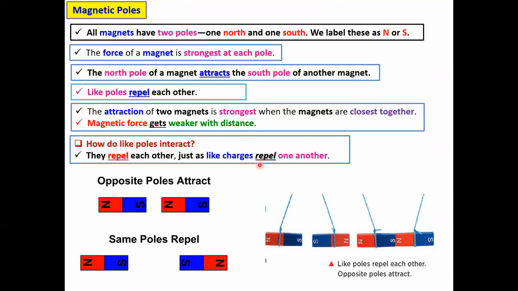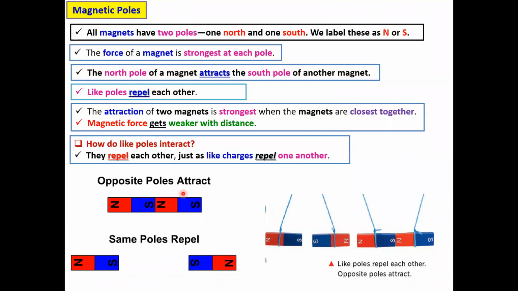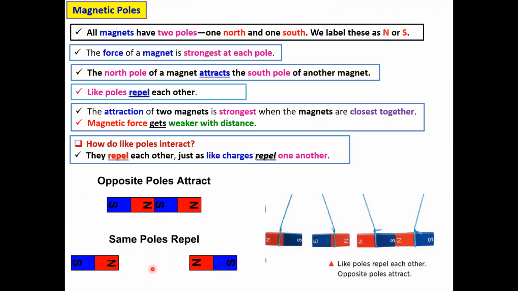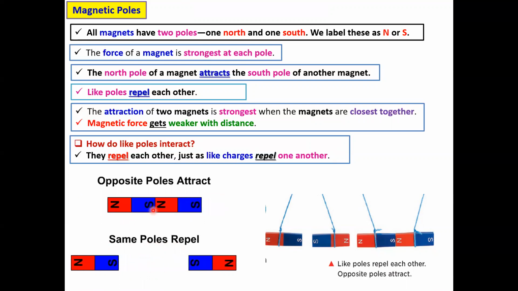North pole and south pole of magnets attract, like this. North and south attract each other, but north and north or south and south repel each other, okay? So when the north pole of a magnet is near the south pole of another magnet, there is attraction between these poles. Opposite poles attract, and the same poles, or like poles, repel each other. North north repel, south south repel, north south or south north attract.